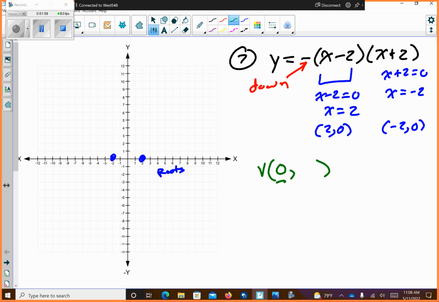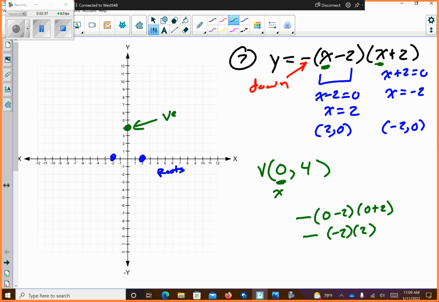And then what I'm going to do is take this x value here, and plug it in. But I have to make sure, here's where the big mistake takes place on this. What is out front of this entire problem? A negative sign. So know that you have negative, and then you have 0 minus 2 and 0 plus 2. Okay? So this is going to be negative 2 times 2. Negative times negative is positive. 2 times 2 is 4. So 0, 4. There's my vertex.